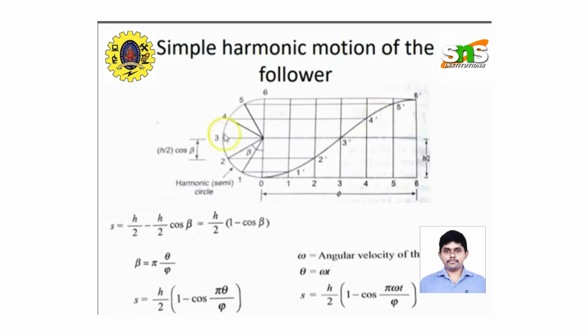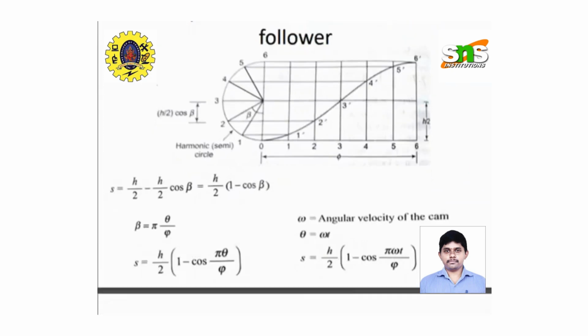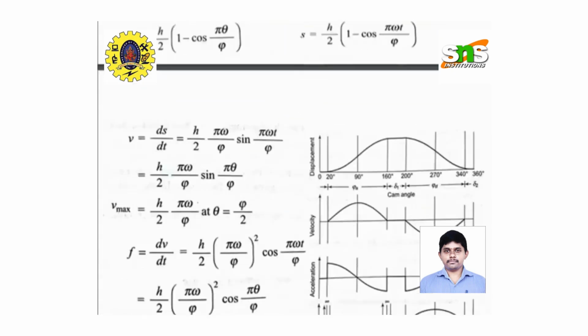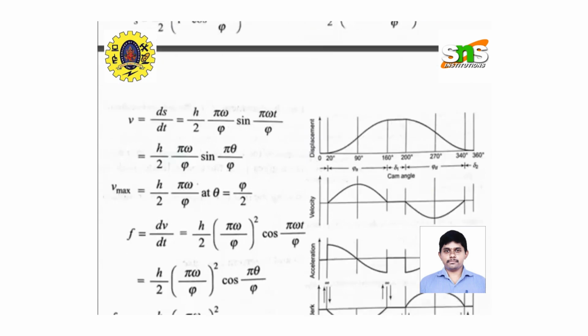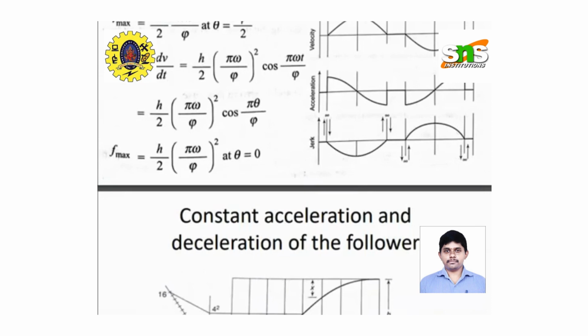That is what the representation shows: we connect 1 dash to 2 dash and the other points. We draw the tracing of the diagram in order to represent the cam follower motion. So that is what we have analyzed using simple harmonic motion at different crank angles, represented in both the positive cycle and the negative cycle.